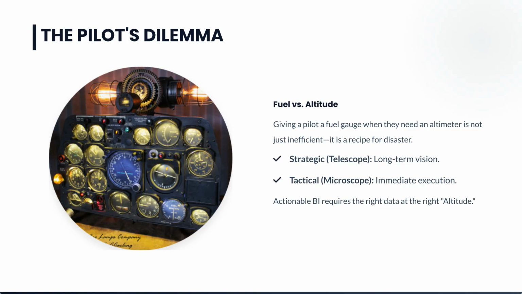Consider the pilot's dilemma. Giving a pilot a fuel gauge when they need an altimeter can be disastrous. Actionable BI requires the right data at the right altitude, whether it's strategic, long-term vision, or tactical, immediate execution.